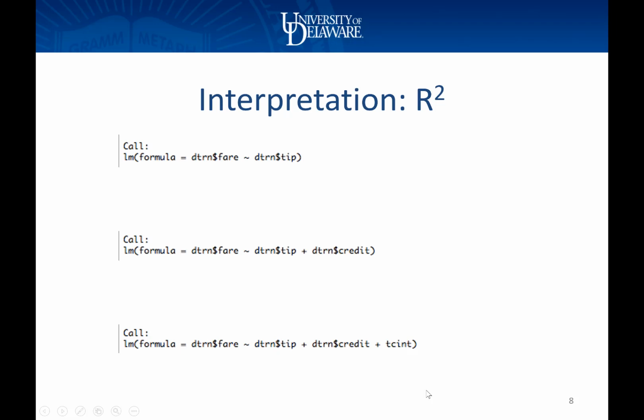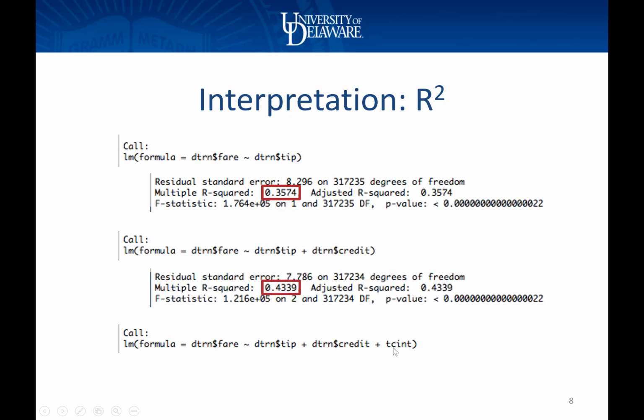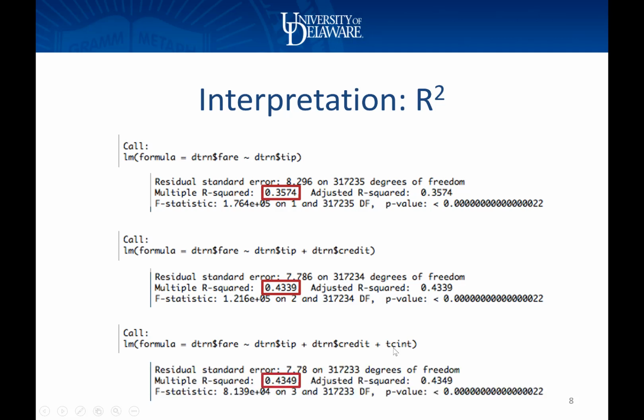We can first look at the R-squared. So here's just tip in a model, here's tip and credit, and here's tip plus credit plus their interaction. The R-squareds will differ. In the first case with just tip, it's about 36%. In the second case with tip and credit, it's about 43%. Now when we add the interaction, it really doesn't go up by that much. It goes up from 43.39% to 43.49%. Not a huge difference in the R-squared. So that's starting to make me wonder, do we really need this interaction at all?